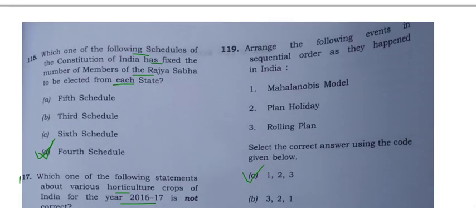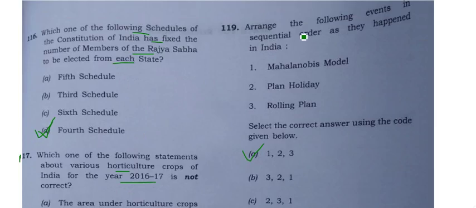Let's talk about 119th question. Arrange the following events in the sequential order as they happen in India. So Mahalanobis model was the second model actually. First was Harrod-Domar model. Then after that happened plan holiday, then after that rolling plan. So this is a simple one. So A option is right.